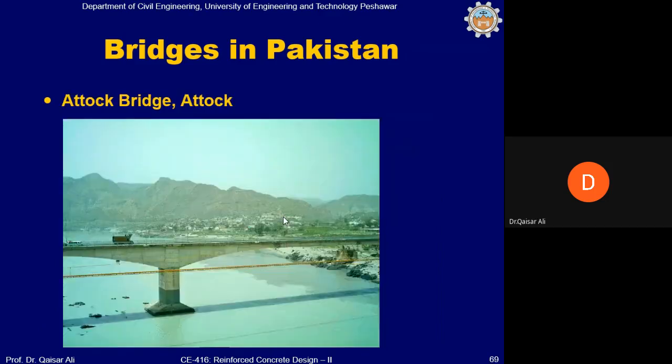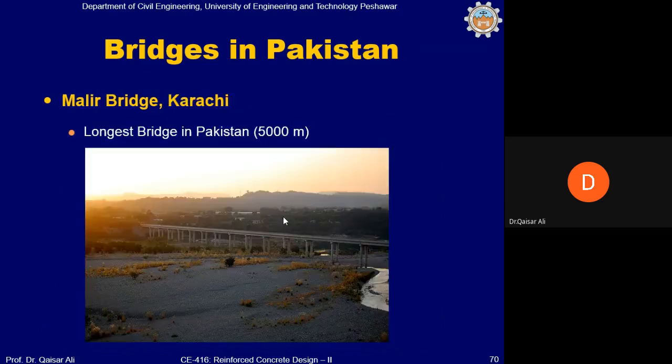This is Attock Bridge. This bridge is basically a balanced cantilever, post-tensioned multi-box girder bridge. Segmental box girder bridge. This is Malir Bridge, the longest bridge in Pakistan. It's 5 kilometers.